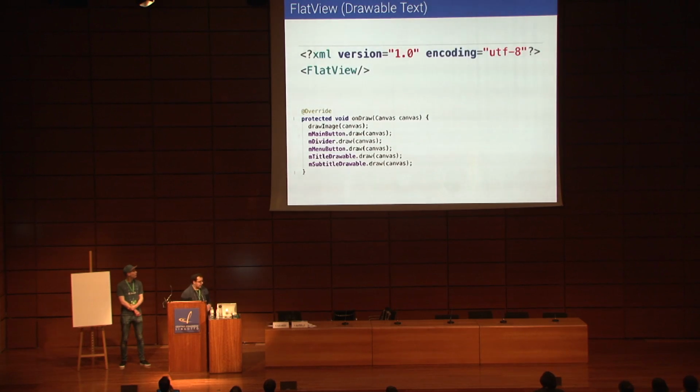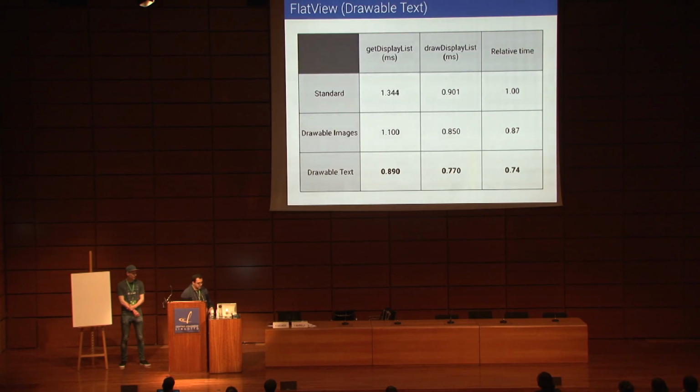So now our XML looks quite simple, right? It's just a view, really, so you don't need to specify anything. And the draw method is, again, just a bunch of draw calls on all our drawables. We have the text layout wrapped in our drawable, so we can just call draw. This implementation, as you can see, is significantly faster than the original one. We are talking about a 26% win in performance. Now, consider that this is just drawing time. We are getting a 26% win in drawing time.